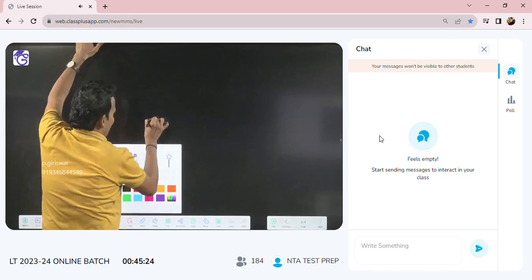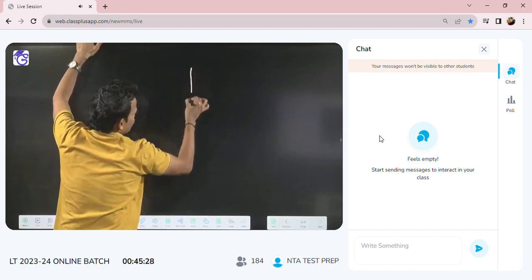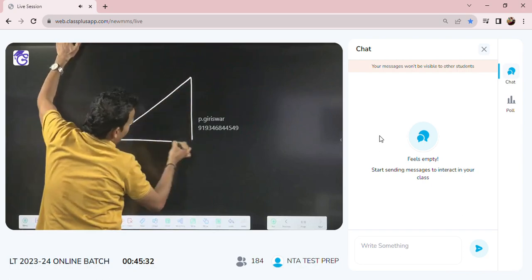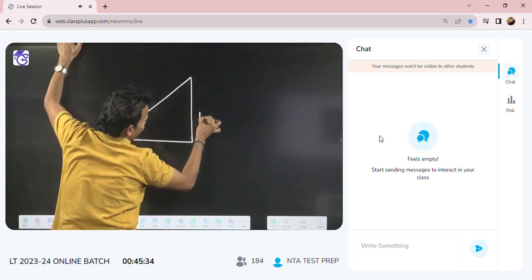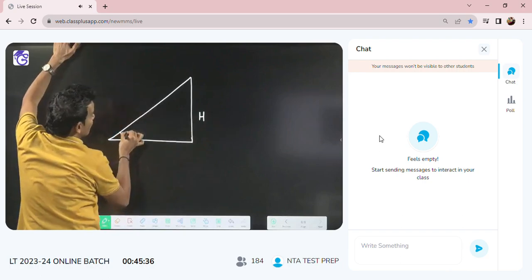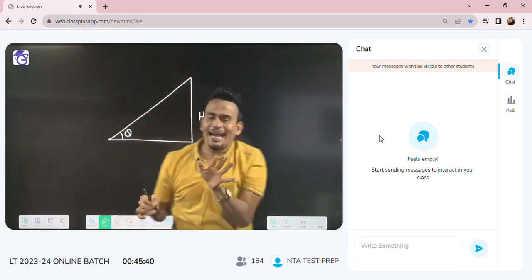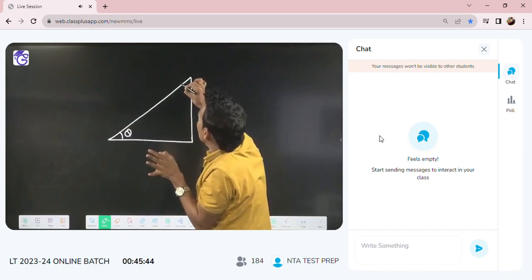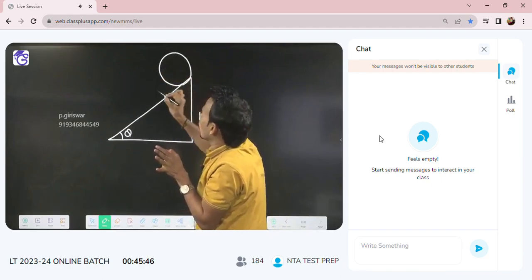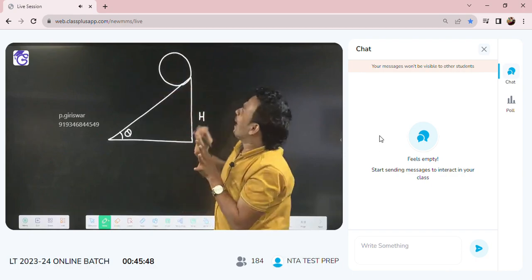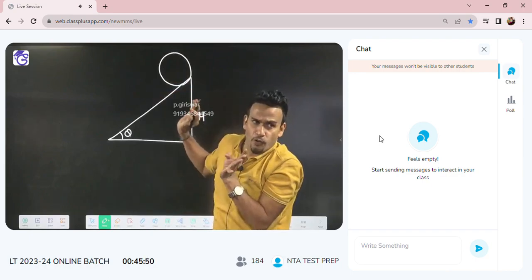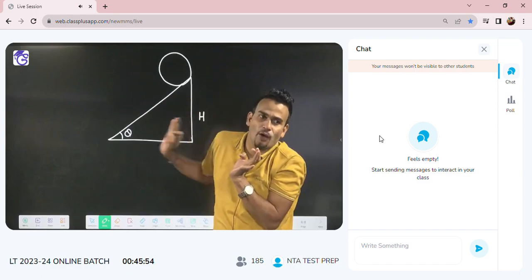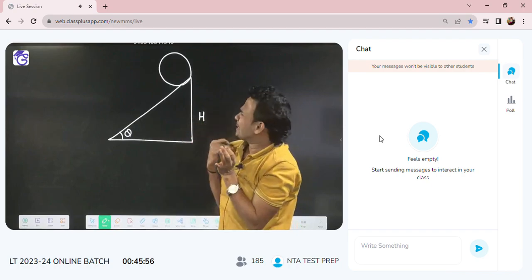Again I am coming back. Assume this is an inclined plane. The inclined plane will have height h. The angle of inclination will be theta. And let's assume here I have a rolling body. Now what will happen? Be focused, otherwise you will not understand how we are getting the answer.